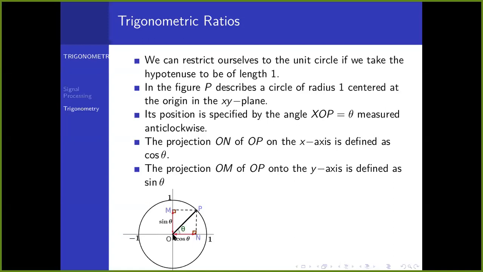So at this point, our definition of a sine will just be the projection of this line making the angle theta with the positive x-axis. So its projection onto the y-axis will simply be the sine of the angle, and its projection onto the x-axis will be the cosine of the angle.